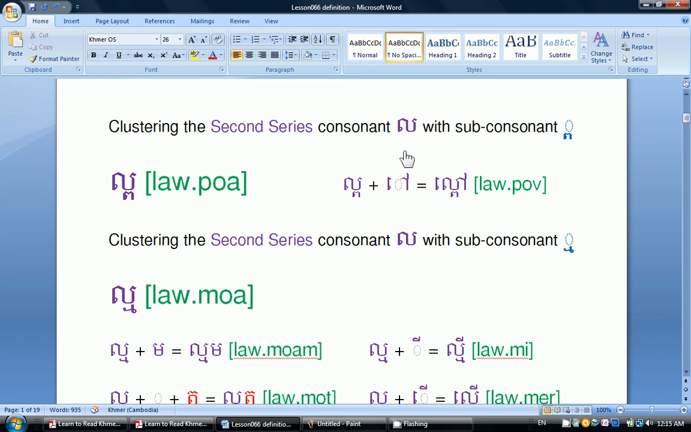Clustering the second series consonant law with subconsonant bo. Subconsonant bo is a second series subconsonant. Its cluster also follows the second series consonant.